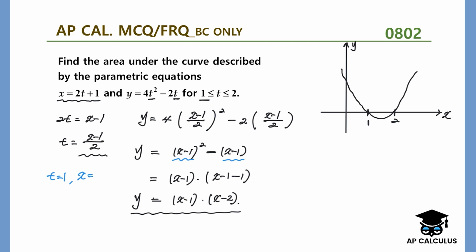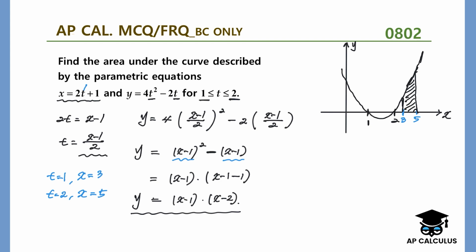Okay, when t is equal to 1, our x is 3. When t is equal to 2, our x is equal to 2 times 2 plus 1, that's 5, right? So we are looking for the area under the curve from x is equal to 3, here is a 3, here is a 5, right? So if we have this parabola, then we are looking for this area, right?